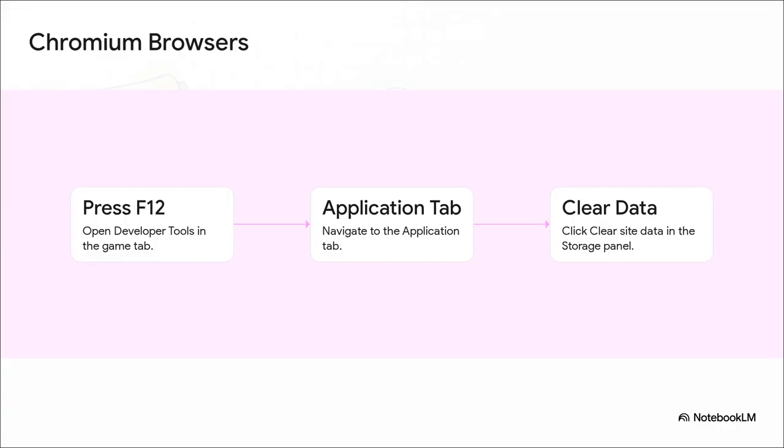Okay, let's get into the nitty-gritty. For users on Chromium-based browsers like Edge, Chrome, and Brave, wiping the data is incredibly fast. You just pop open the Game tab, hit F12 to bring up your developer tools, navigate over to the Application tab, and right there in the storage panel, hit Clear Site Data. Boom! One click, and it wipes the IndexedDB, cache storage, and local storage completely clean.